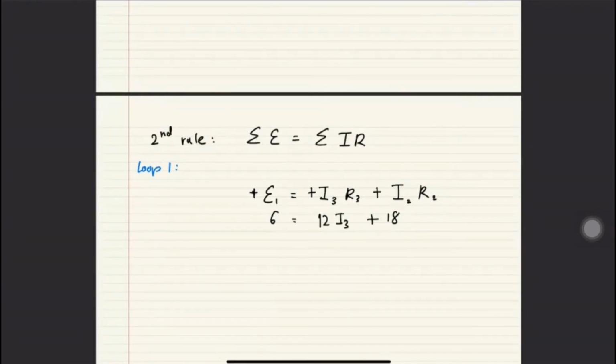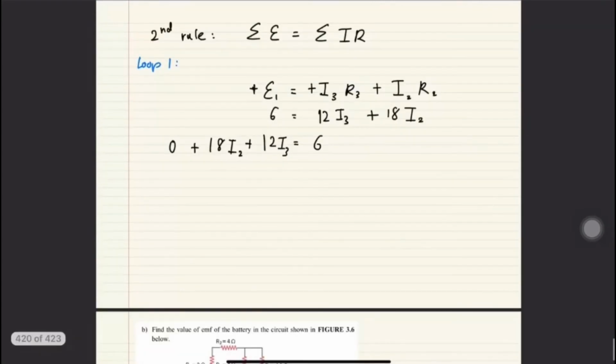You can bring everything to the left. Those with I, and those without I, you put on the right. Basically everything is positive. So you get 12 I3 plus 18 I2 plus 0. I1 is 0, so I just put 0 like that. Okay, this one would be your second equation.